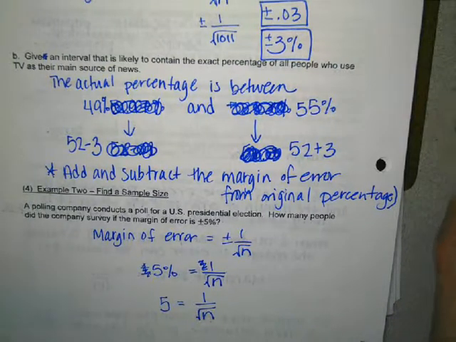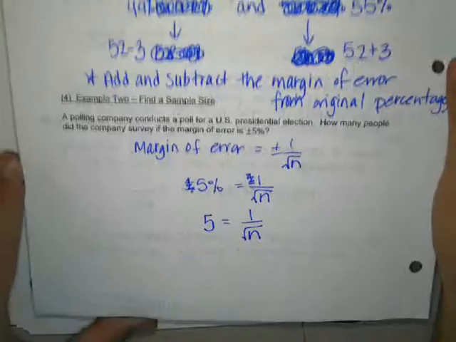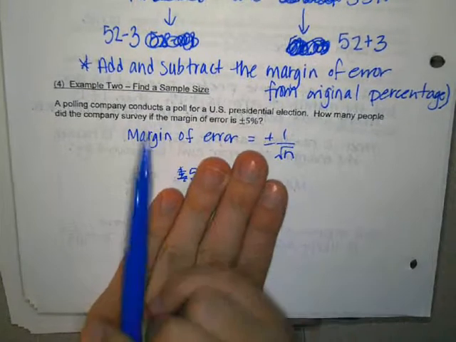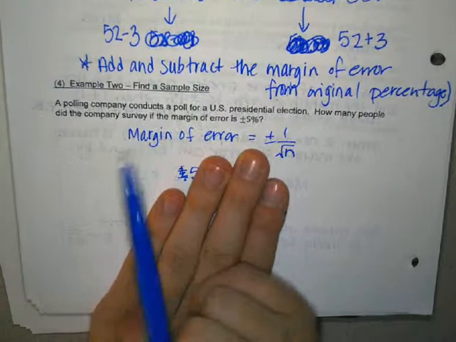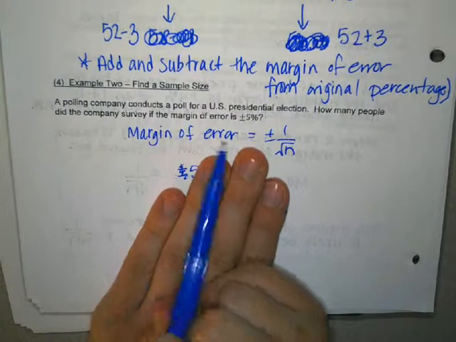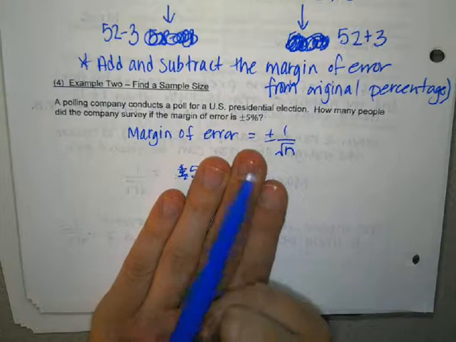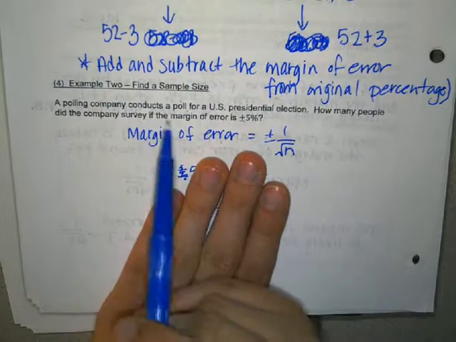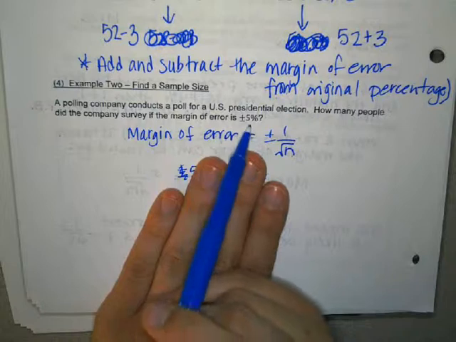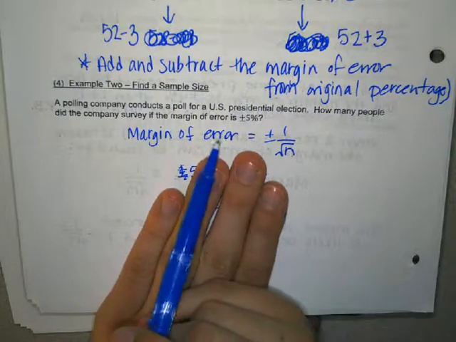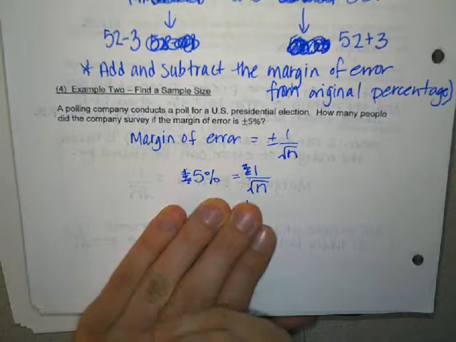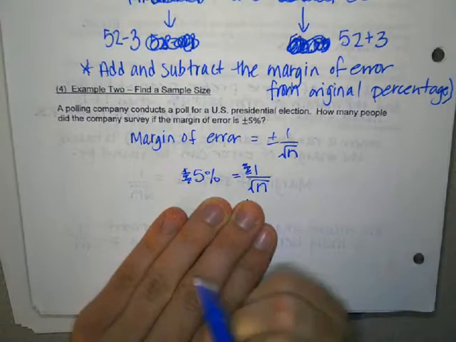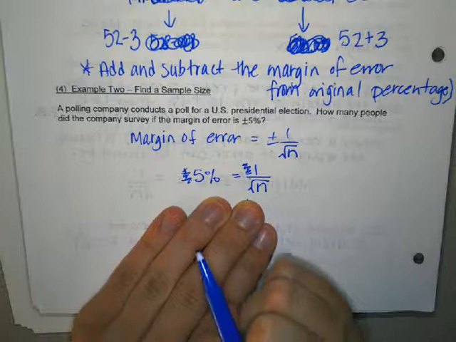Okay. And then in example 2, to find a sample size, if we're reading this, the polling company conducts a poll for an election. How many people did the company survey if the margin of error is plus or minus 5%? So what we do is, okay, they're not asking me for a margin of error, they're giving me a margin of error. So we're going to plug 5% in here for margin of error. So you'll notice that's what I did here. Notice I canceled out the plus or minus because since it's on either side, I don't need it.